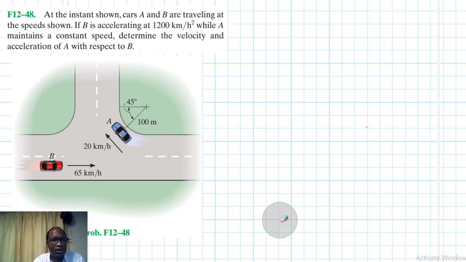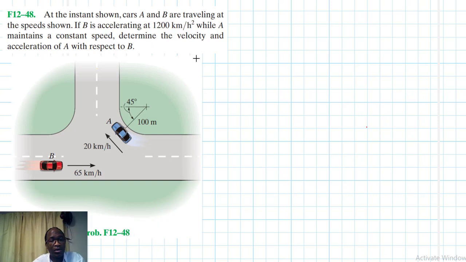The problem reads, at the instant shown, cars A and B are traveling at the speeds shown. If B is accelerating at 1200 km per hour squared while A maintains a constant speed, determine the velocity and acceleration of A with respect to B. This problem is coming from the Engineering Mechanics Dynamics 14th edition by R.C. Hibbeler.